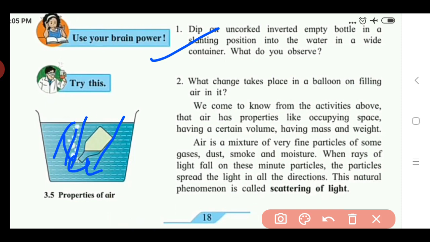Why did this happen? Because when we keep such a bottle in that slanting position, the air inside it comes out, and what happened? The water will get inside this bottle, and due to this what happened?